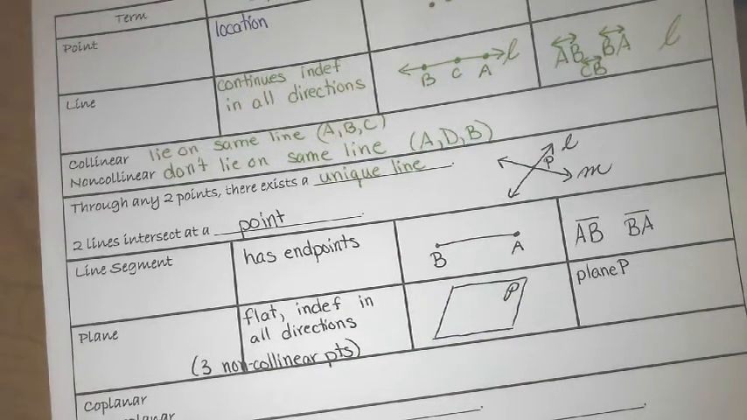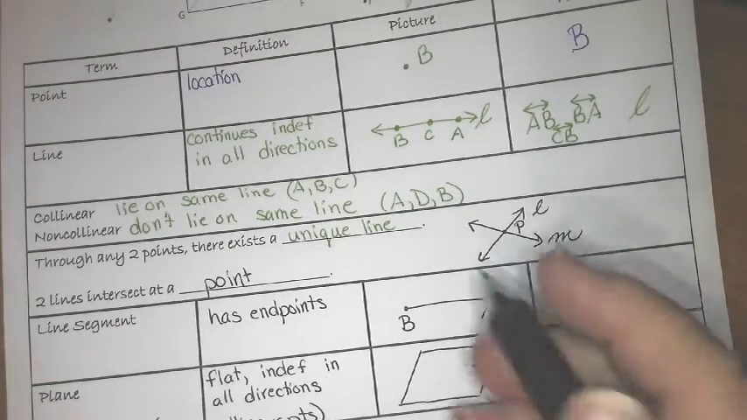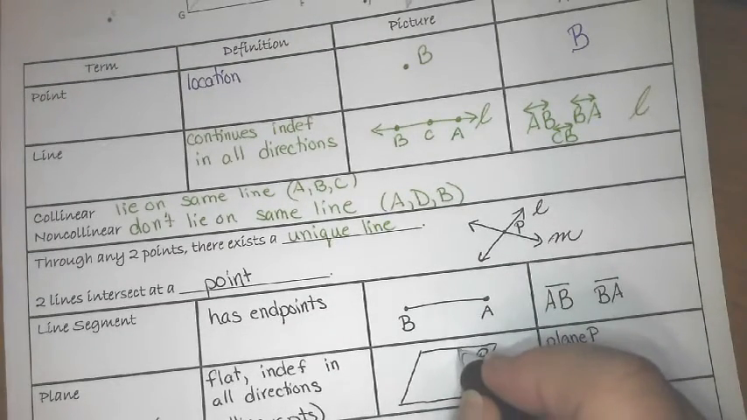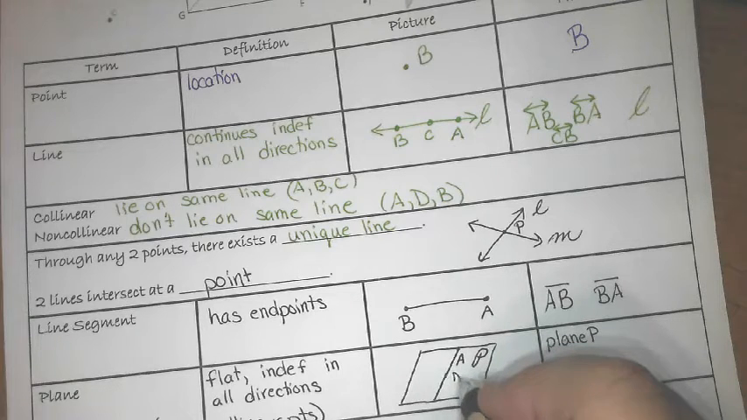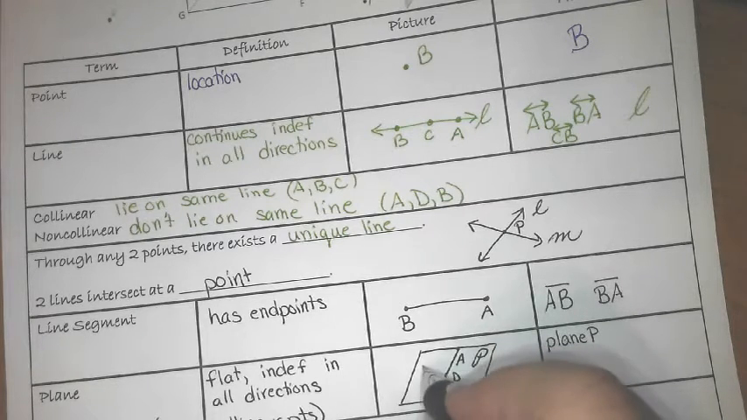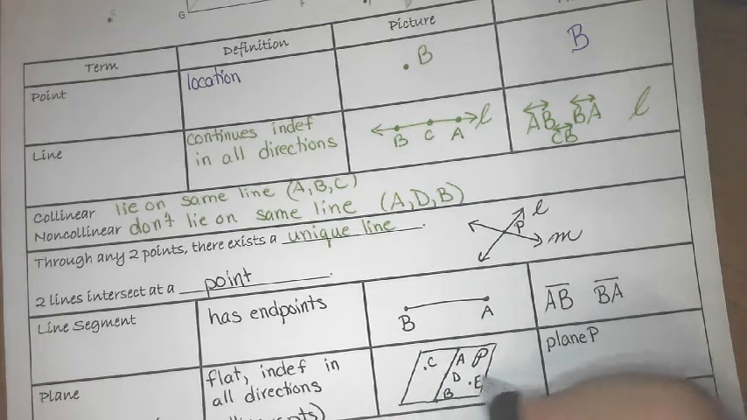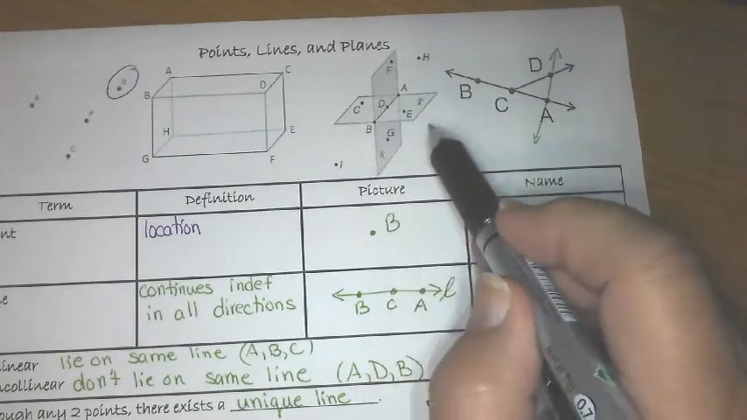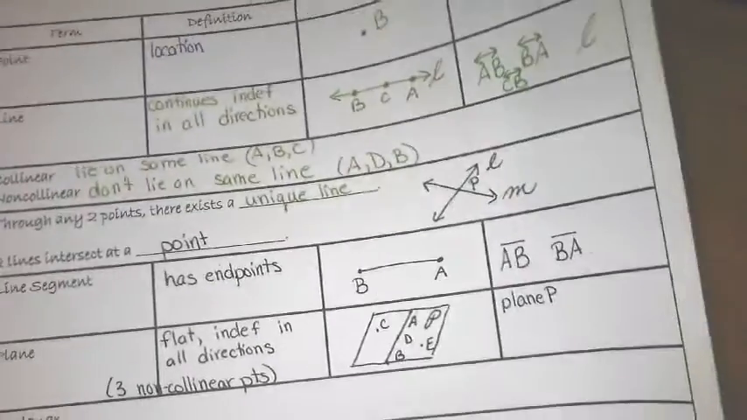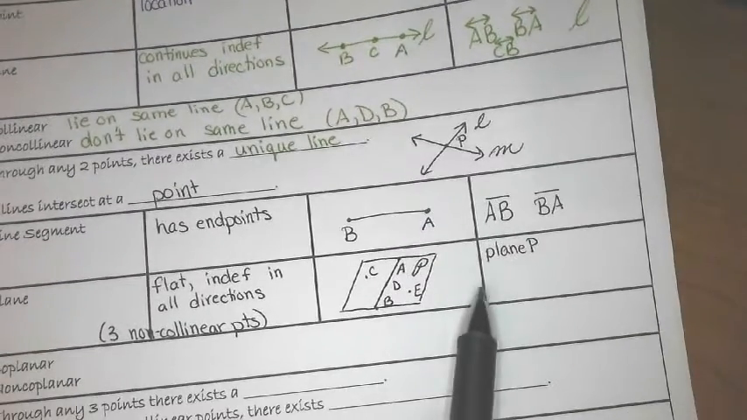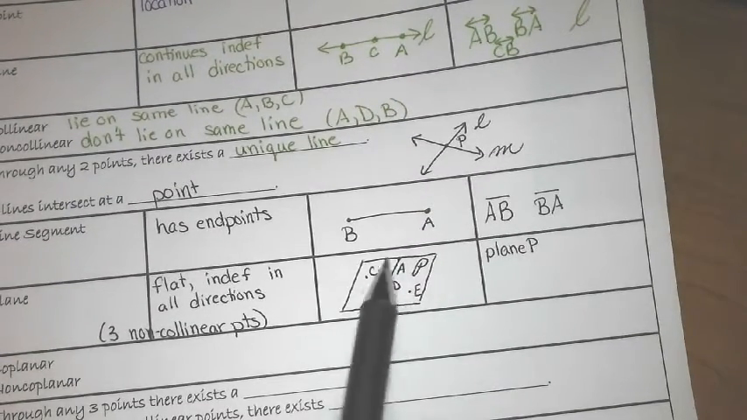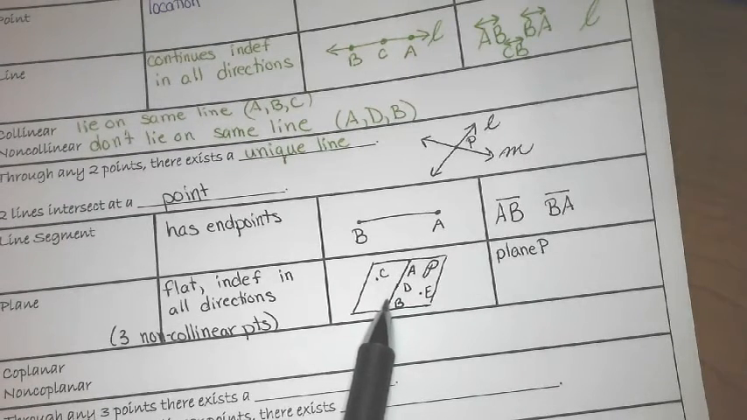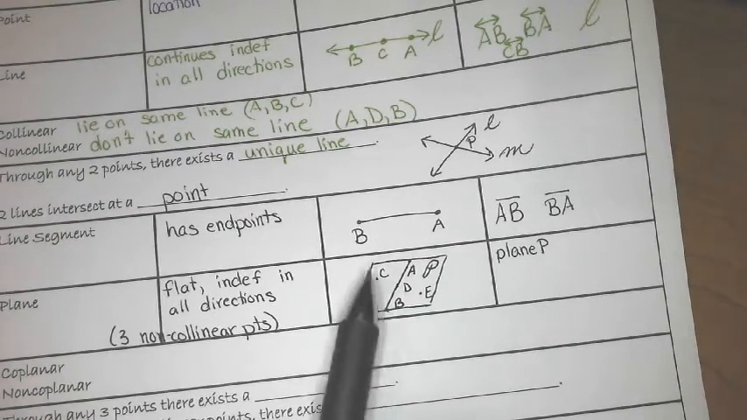3 non-collinear points. So if we look up at our plane, let's see if I can draw this for you. There was A, D, B, and there's a C and an E. If I'm just looking at plane P, the one that's going horizontally, so if I want to name plane P something other than plane P, I would pick 3 of these points, but they have to be non-collinear. And I'll tell you why in a little bit.